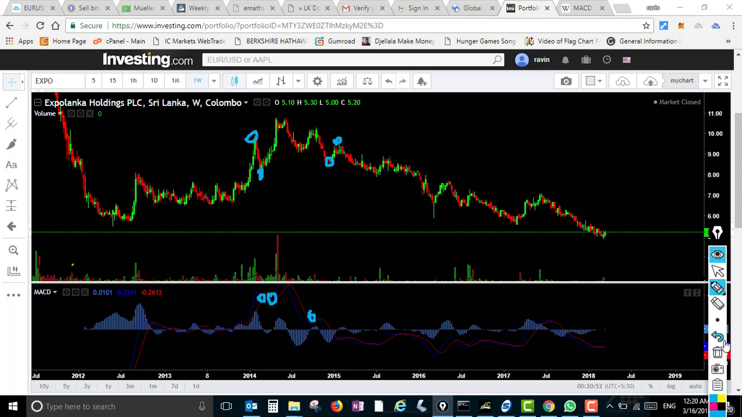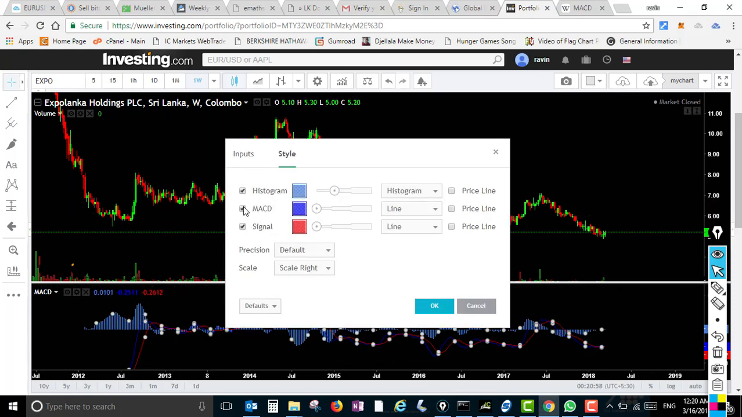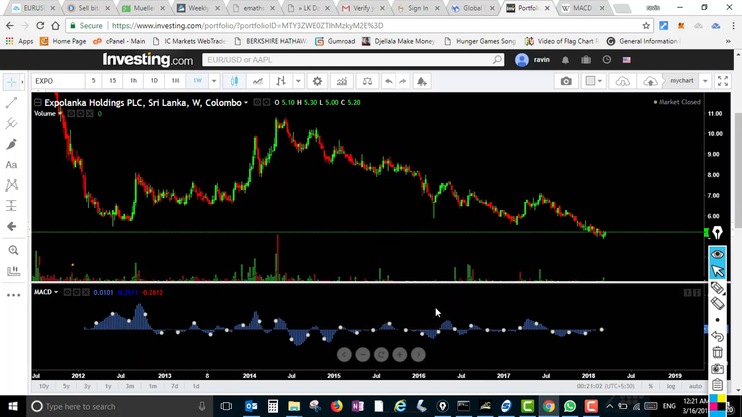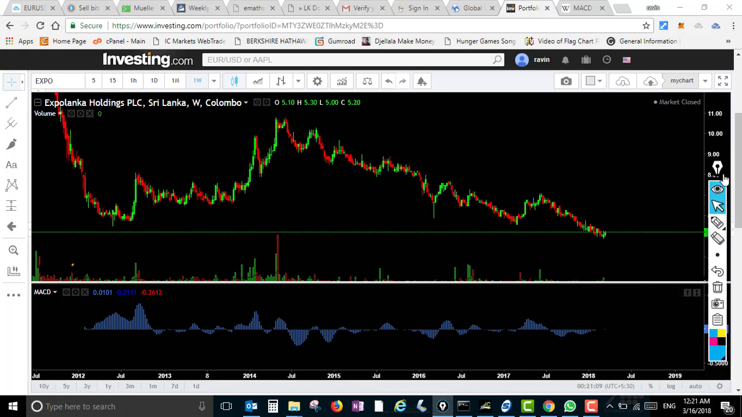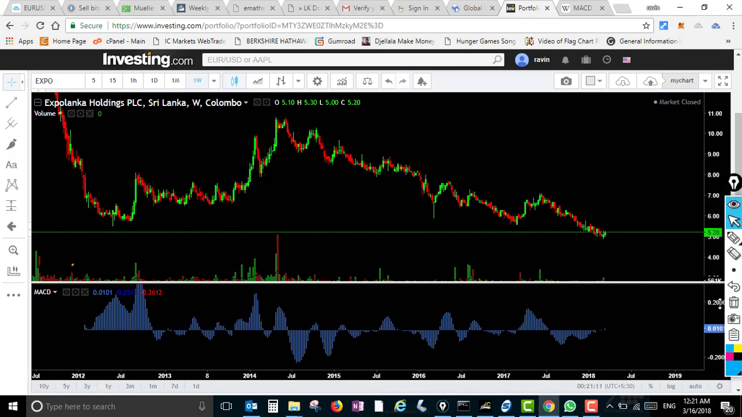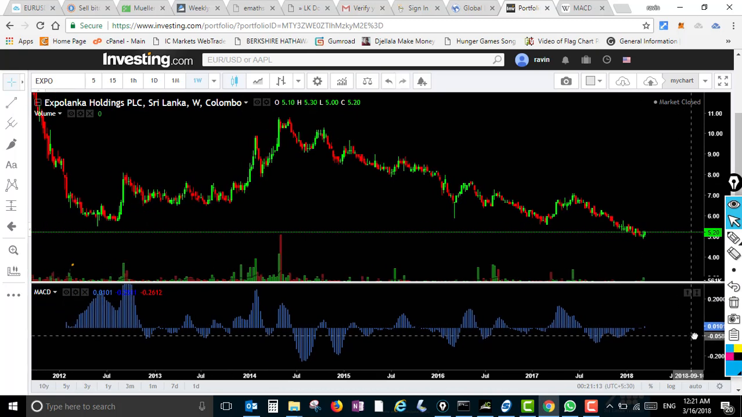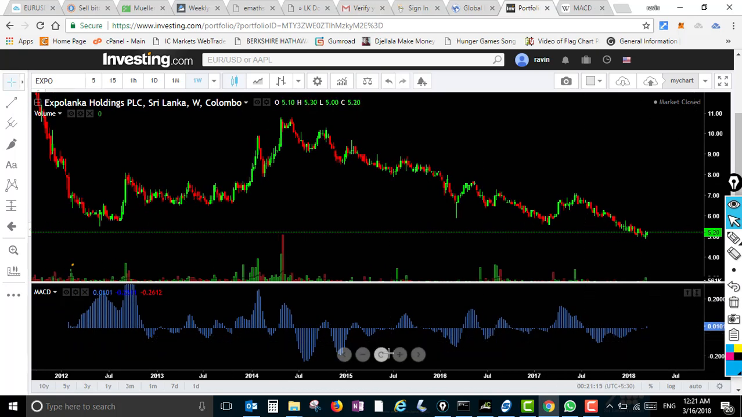So what I'm going to do here is remove the MACD and signal line, and only keep the histogram. I'll make it somewhat bigger than normal, then you can see what is there. So here is the MACD histogram.